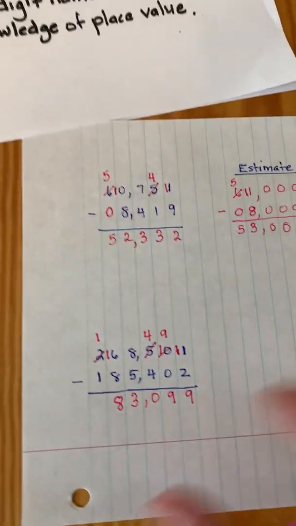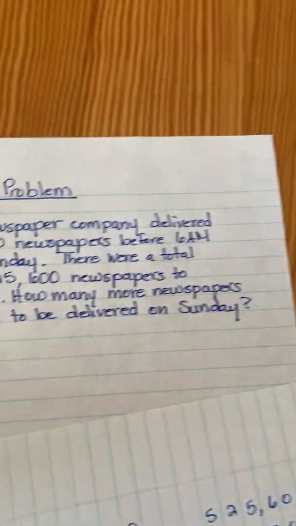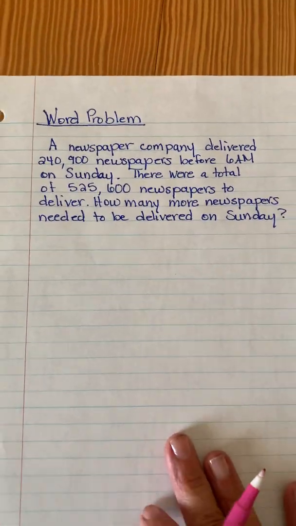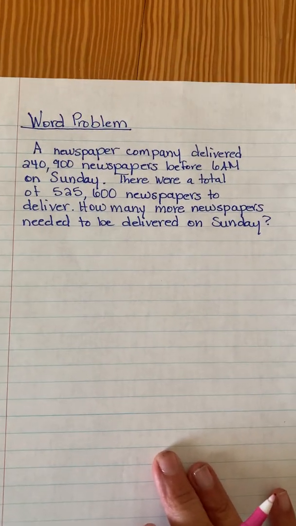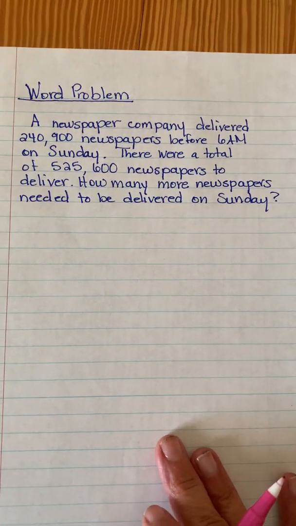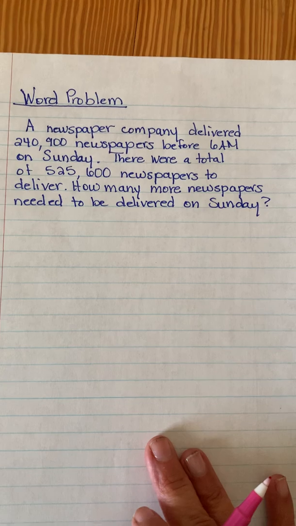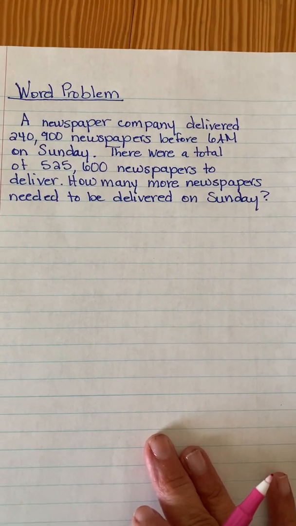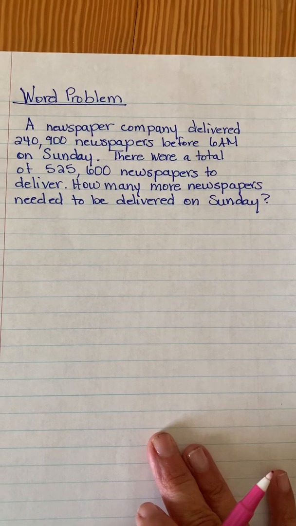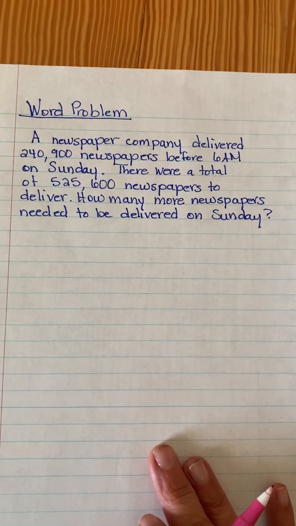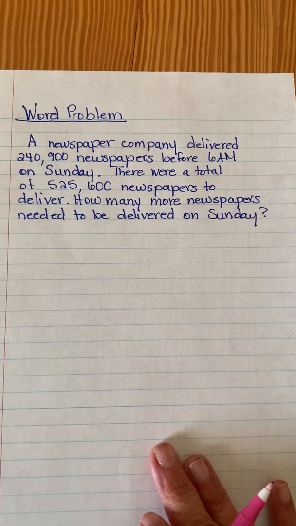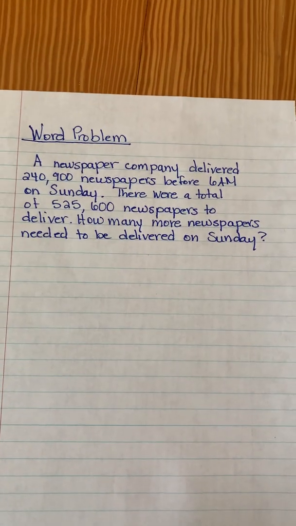Now we're going to finish up our lesson today with a word problem. And I really want you to pay attention to the words. And we're going to see how we're supposed to write this word problem and what operation we're going to be using. A newspaper company delivered 240,900 newspapers before 6 a.m. on Sunday. There were a total of 525,600 newspapers to deliver. How many more newspapers needed to be delivered on Sunday?